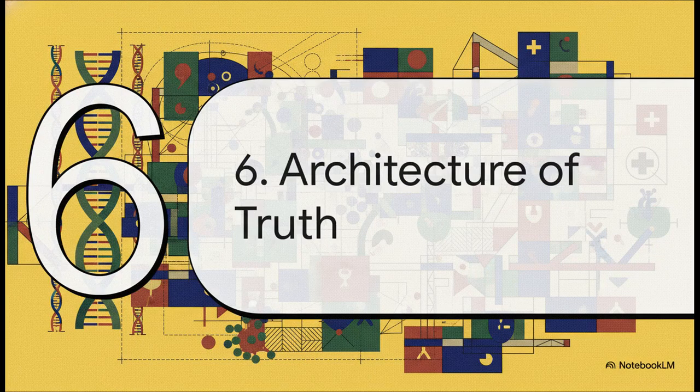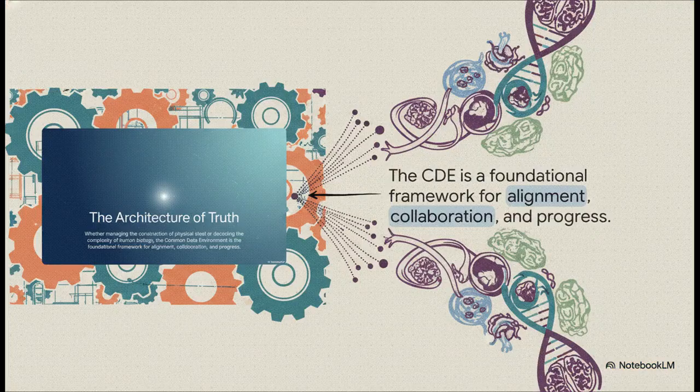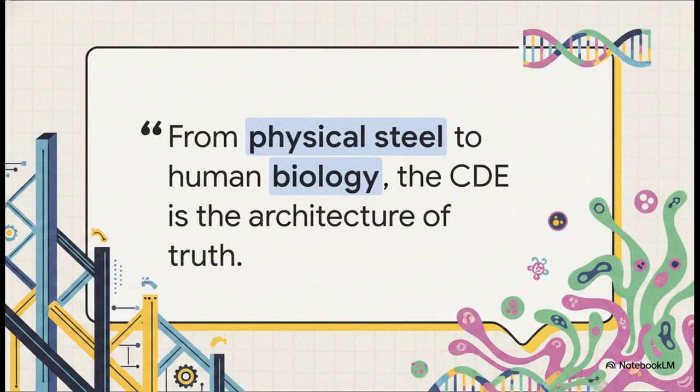So, when you take a big step back from all the details, what have we really been talking about this whole time? We've been talking about the architecture of truth itself. You see, the common data environment isn't just a piece of software or some tech system. It's a philosophy. It's a deep commitment to creating a single source of truth. And honestly, it's the only way we can truly understand and improve our most complex systems, whether they're made of steel or whether they're made of human cells. And that really is the powerful central idea to take away from all this.